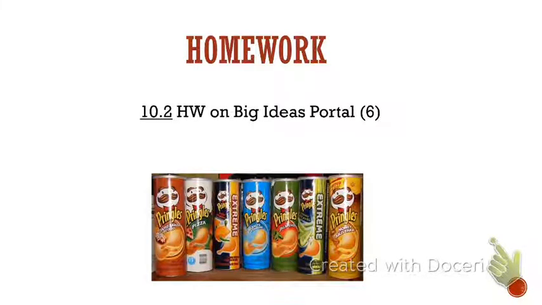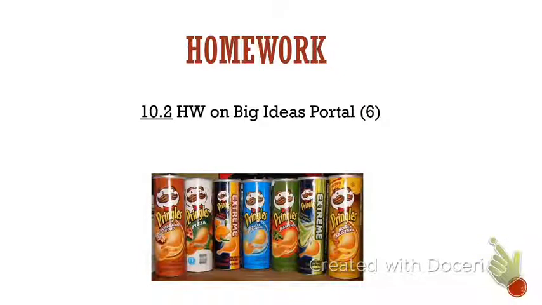All right, so that pretty much concludes our lesson today about surface area of cylinders. Tonight's homework, you're going to be going to the Big Ideas portal and looking for 10.2. There's only 16 problems here. Just be careful, because if you skip one, it's minus 16 points. So I've seen a few people just skip questions completely. Please don't do that. At least try.